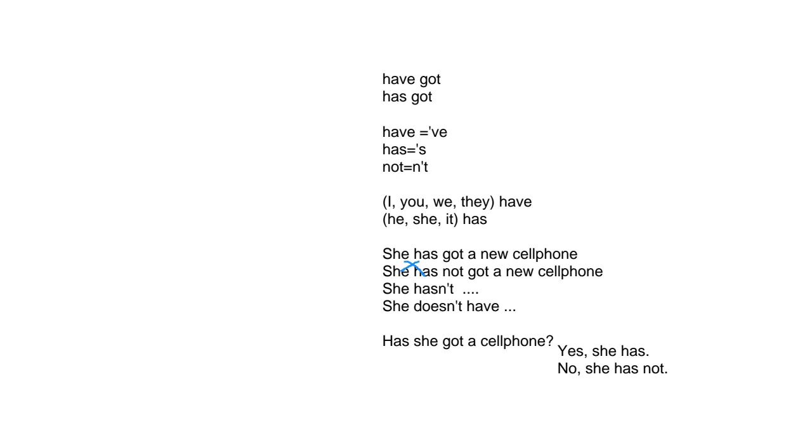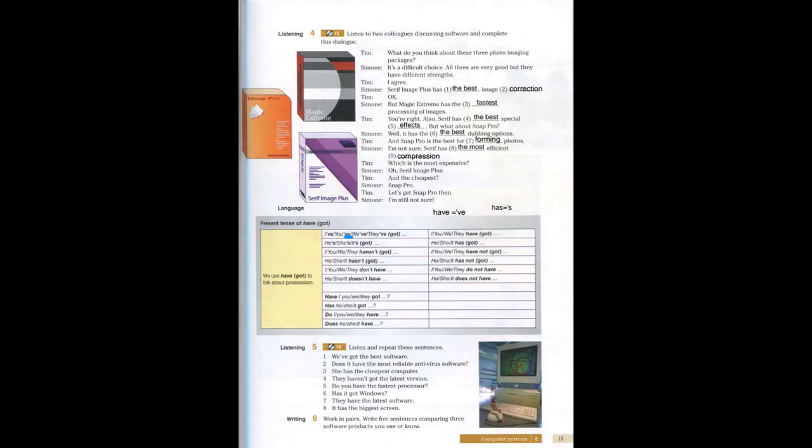So there we go. This is the rule I have just explained to you. Present tense of have got. So I have, you have, we have, they have got, and she has got. You say I haven't got, he hasn't got, or you can also say don't have and doesn't have.